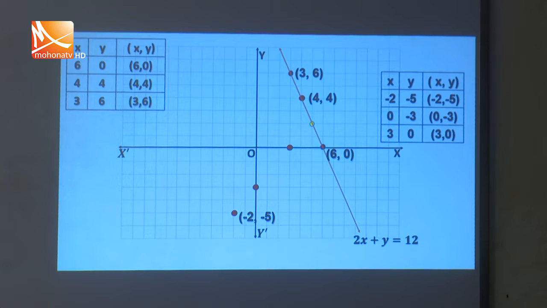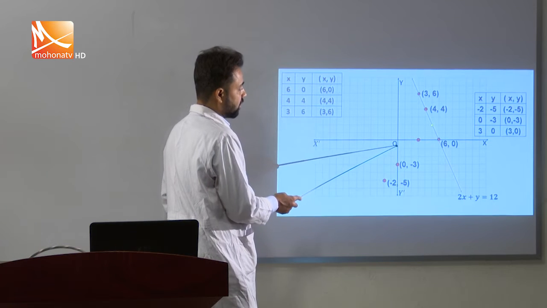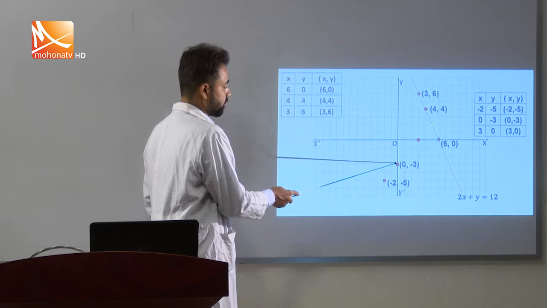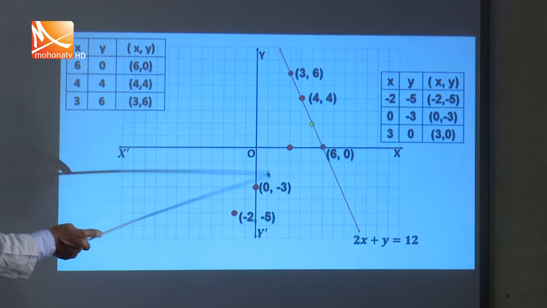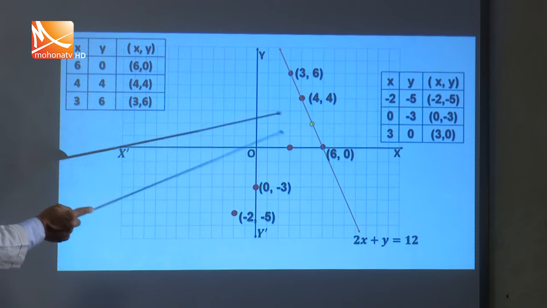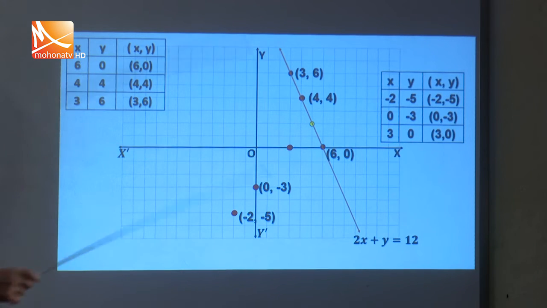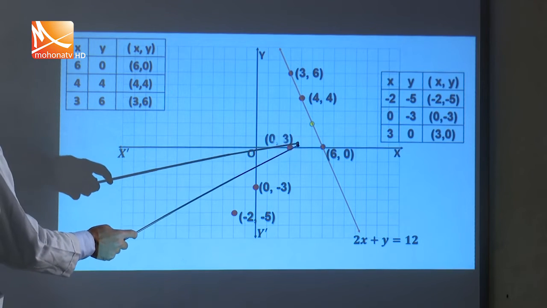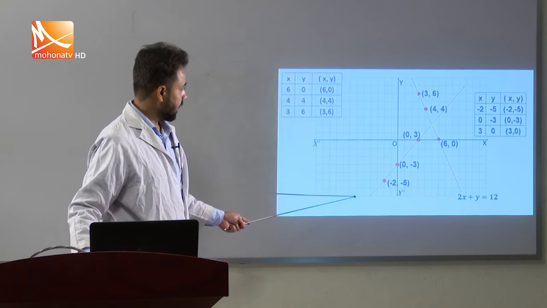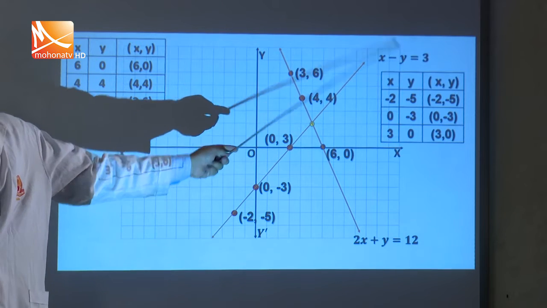Again this point is (0, -3), the value of x is 0. We know the value of x is 0 on y axis. Since this is y axis, so the value of x is 0 and the value of y is -3. So, the value of y is negative, so you have to go downward 3 units. So, 1 2 3. So, this is the point (0, -3). Similarly, this is the coordinate of the point (3, 0). Now, if we connect these 3 points, we will get another straight line, and this is the straight line of the equation x - y = 3.